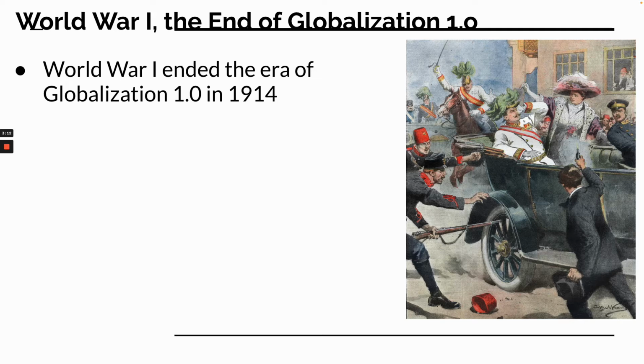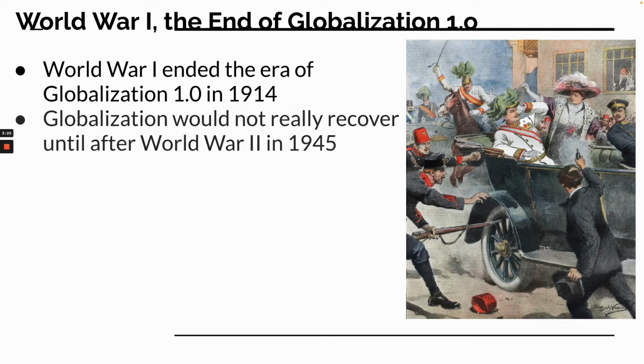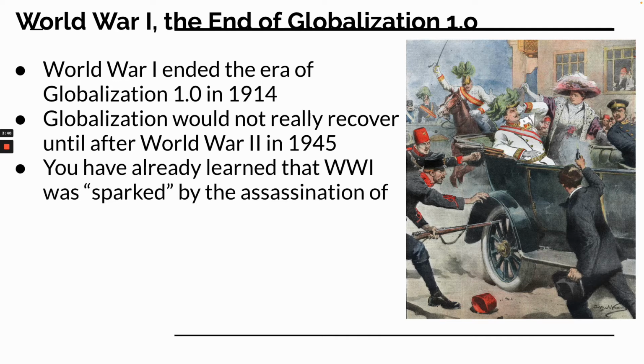Now, you've seen some of this and already seen it in more detail. I want to give you the condensed version now that you have some of the context for this to make sense. We know that Globalization 1.0 ended due to the outbreak of World War I in August 1914. Globalization is not going to really recover until after the end of World War II in 1945. But 1945 is getting ahead of ourselves. We need to understand World War I first.